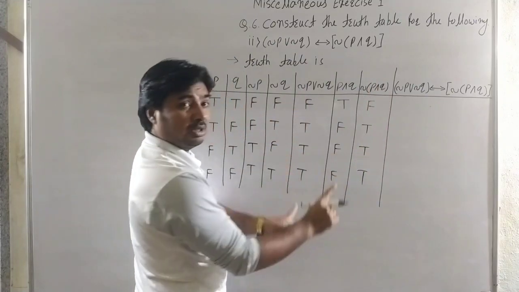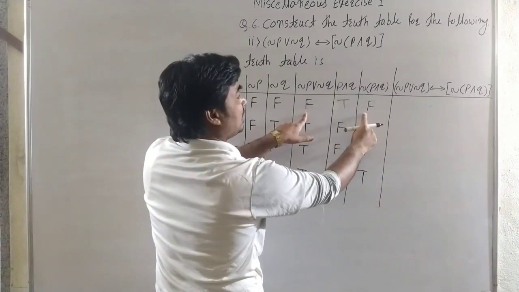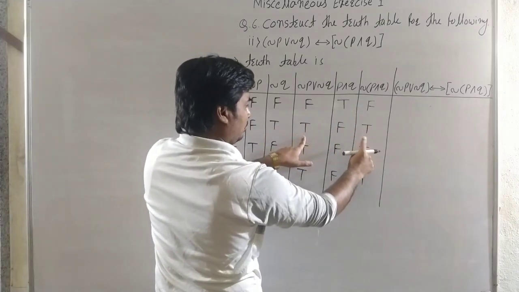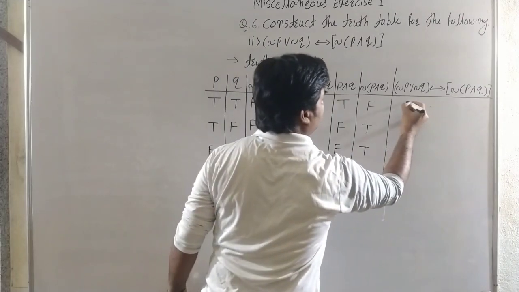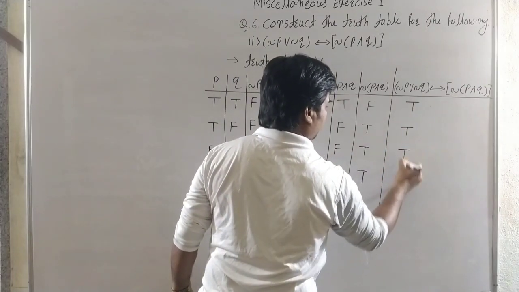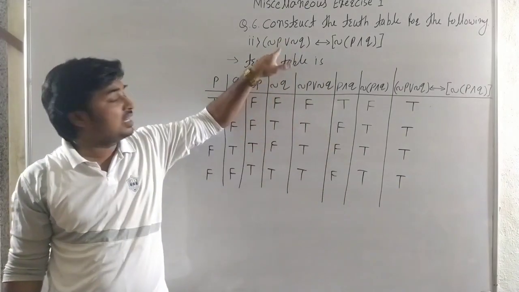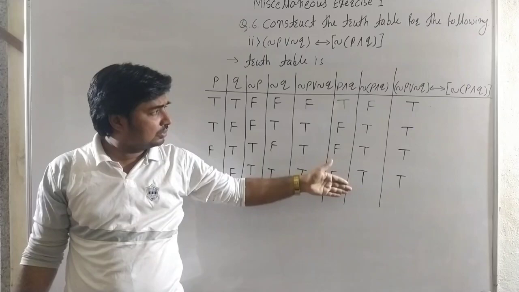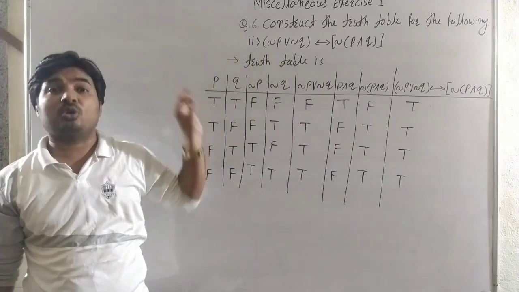In the double implication, when both are the same, then the result is true. False double implies false, true. True double implies true, true. True double implies true, true. True double implies true, true. Now here it is true, true, true, and true. This is the truth table for this statement pattern, and here all of the truth values are true. That means this statement pattern is called a tautology.